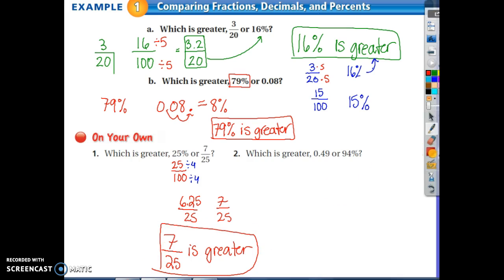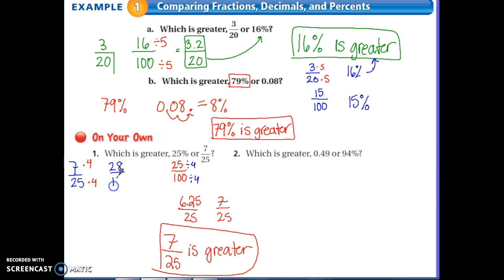Similarly, we can do this by turning my 7 over 25 into a percent. So if I start with 7 over 25, and I want to turn it into a percent, all I'm going to do is make sure that the bottom is 100, because percent means over 100. So I'll go ahead and multiply by 4, because I know that 25 times 4 is 100. In doing so, I find that my fraction is 28 over 100, which is 28%. So my 7 over 25 is actually 28%.